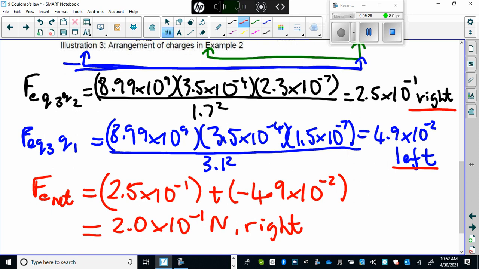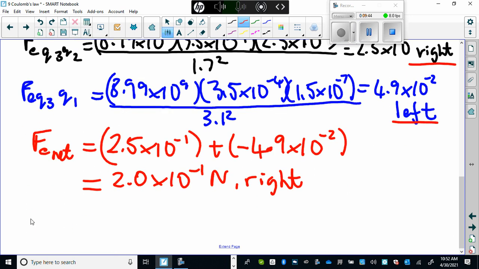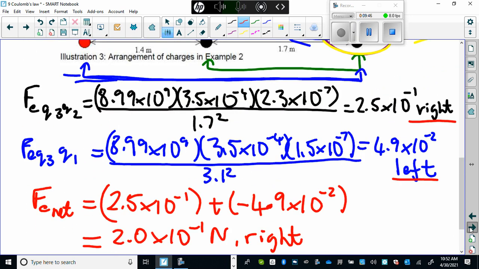Okay, so the electrostatic force is kind of Q2 wins out here. It's much closer, so its electrostatic repulsion is greater than Q1's electrostatic attraction, and therefore Q3 is going to end up going to the right. That is a one-dimensional problem.